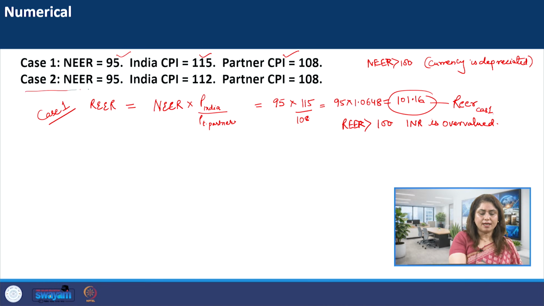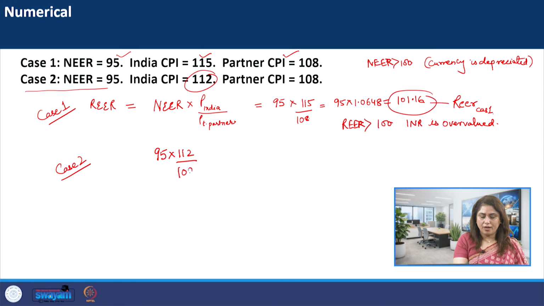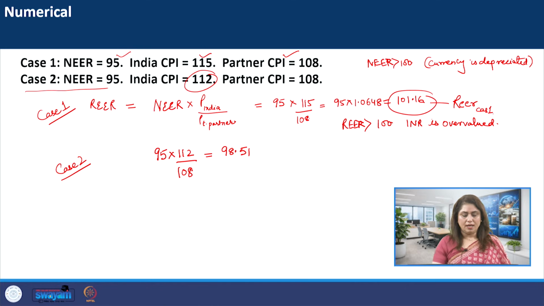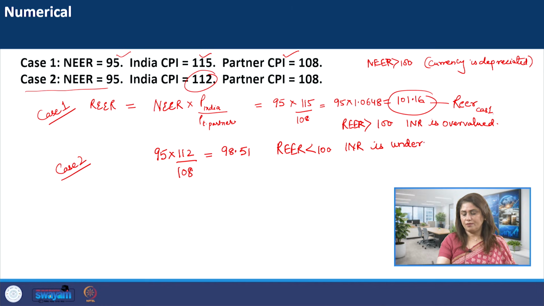Now if we consider our case 2, we will find that with the same formula we are going to use CPI as 112. We have 95 into 112 upon 108. So this gives us a value of 98.51. Now what does it show? It shows that REER, as we have calculated here, is less than 100, and hence INR is undervalued.